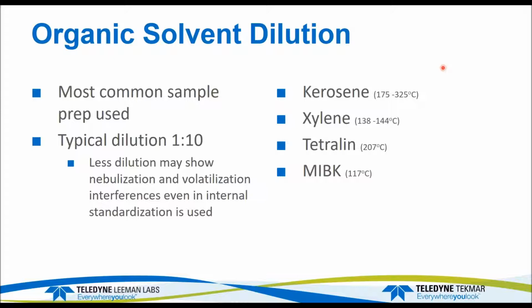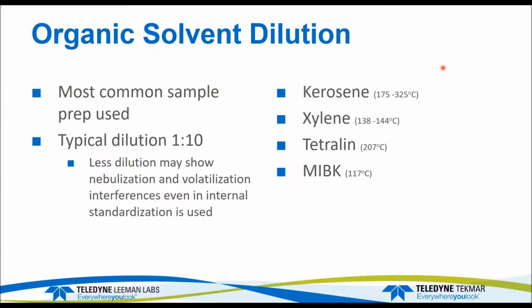Or if you're going to analyze additive elements in an oil, you may have to do a much greater dilution. On the right-hand side are the more common solvents that are used. Kerosene by far is the most common solvent used. The advantage of it is that it's relatively inexpensive. You can get it fairly pure, and it runs very easily relative to some of the other organic solvents. And how difficult a solvent is to run is closely related to the boiling point.